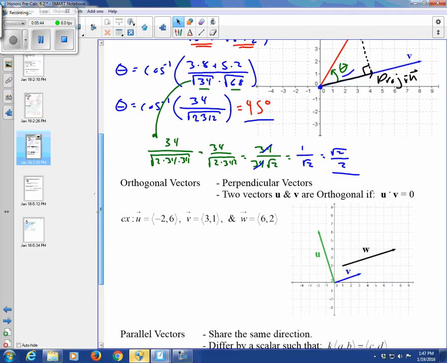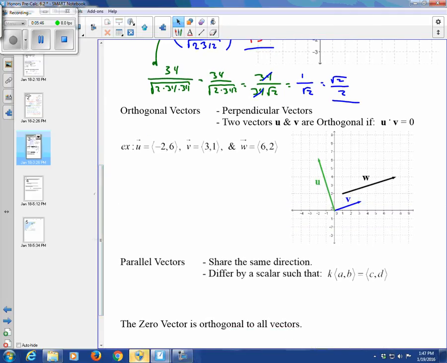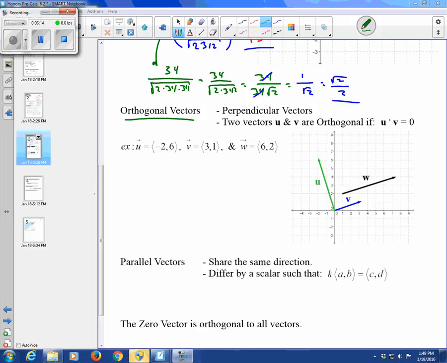Okay, so right here we want to talk about some different types of vectors related by right angles and basically angles of 0 or 180 degrees. So right here, orthogonal vectors are two vectors that are perpendicular. And with orthogonal vectors, what we can say is that when we take the dot product of two orthogonal vectors, we're always going to get 0.